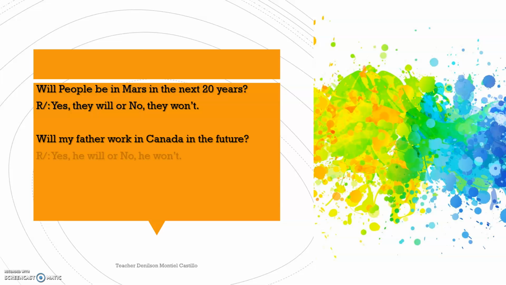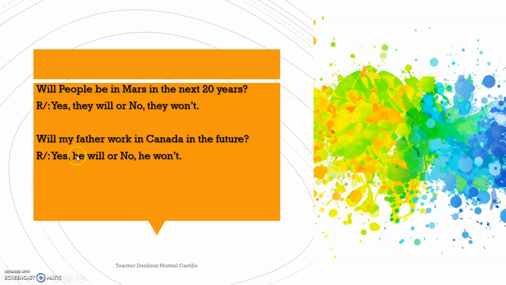Now let's take a look at the other example. Will my father work in Canada in the future? In this case, will is the beginning, my father is the subject, work is the verb, and in Canada in the future would be the complement. Again, let's take a look at the answers. Affirmative, yes, he will. Or no, he won't. So as you can see, short answers for this kind of questions.